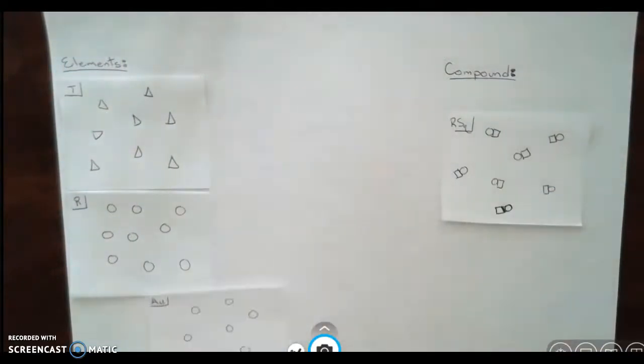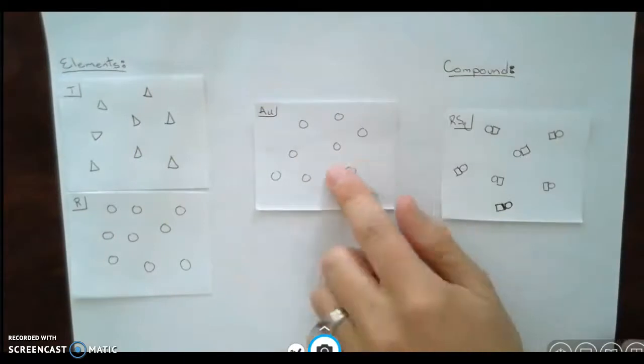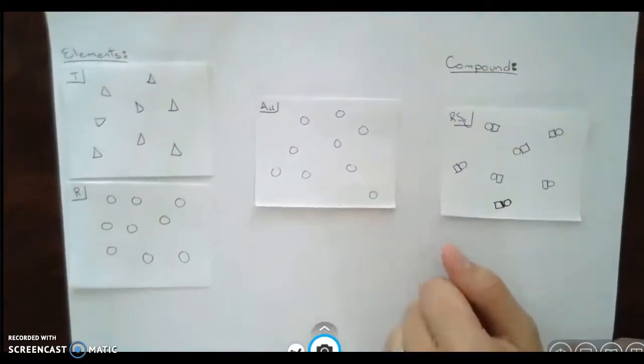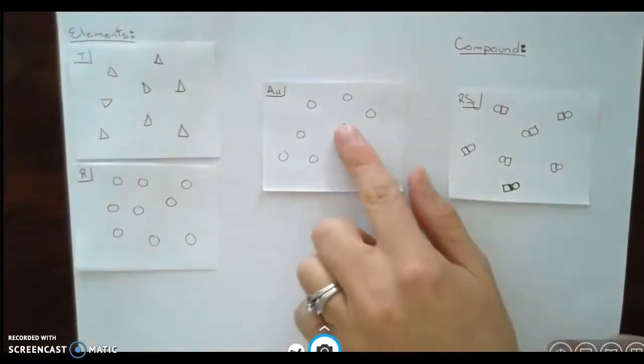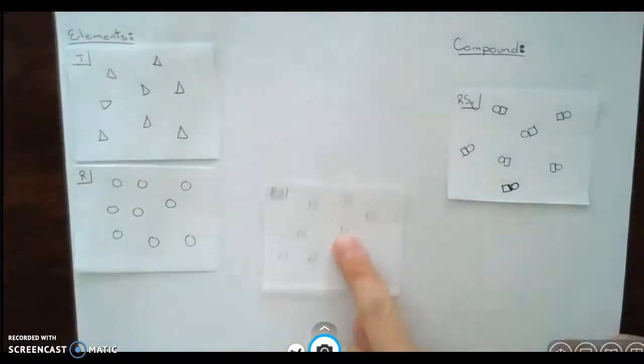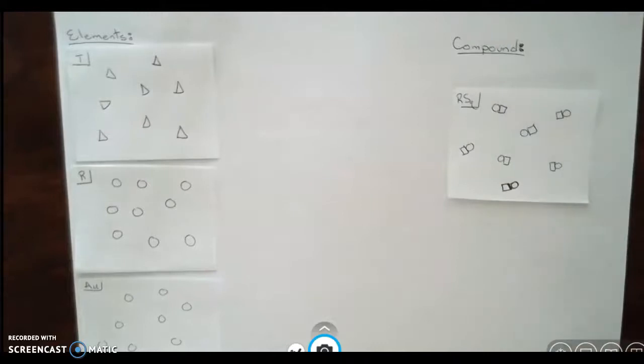So here's a real life example. If I gave you Au, that is gold. I know people really value gold, so this gold by itself is actually an element. There's nothing else in it. It's just one element. You can find it on the periodic table.